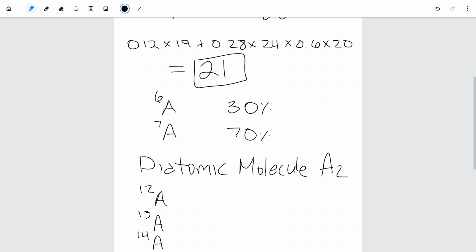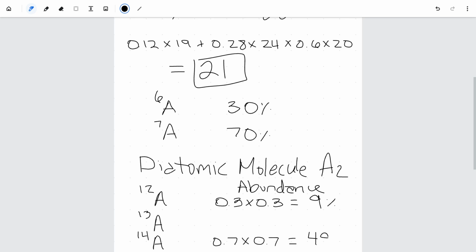And now, to get the abundance of these diatomic molecules, we simply need to figure out the percentage of time that two 6s will combine. And since 6 occurs 30% of the time, we can simply do 30% times 30%, which gives us 9%. And we can do the same thing for 14. We do 0.7 times 0.7, and that is equal to 49%.